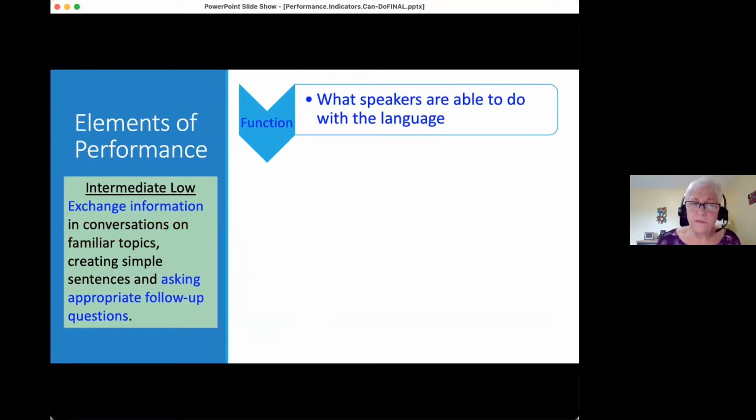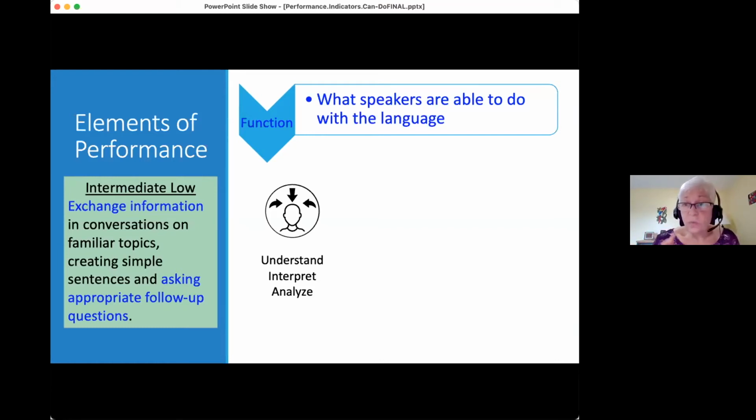So first, the function. Look at our performance indicator. Again, this was interpersonal communication at the intermediate low level. Exchange information in conversations on familiar topics, creating simple sentences and asking appropriate follow-up questions. So you will see in blue our language functions. Where did those come from?